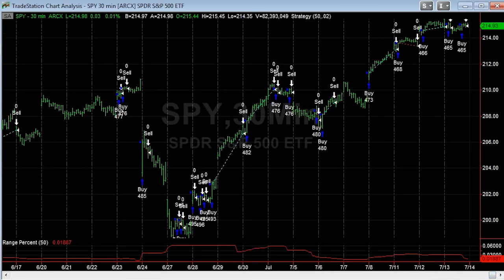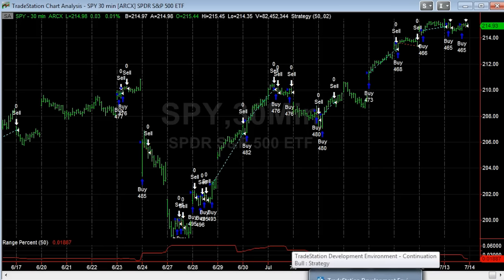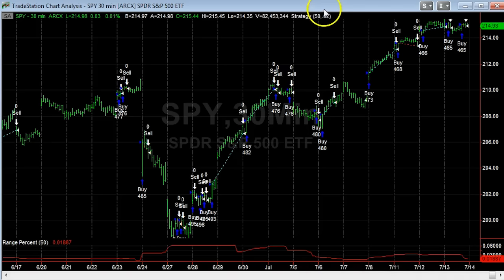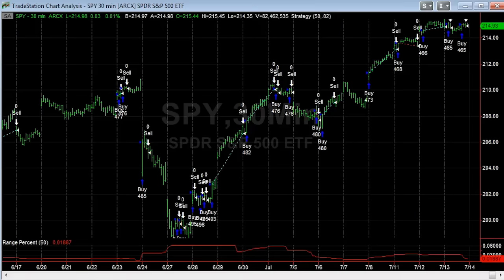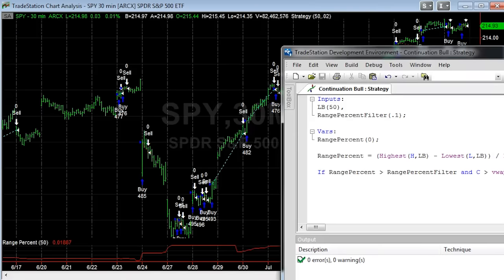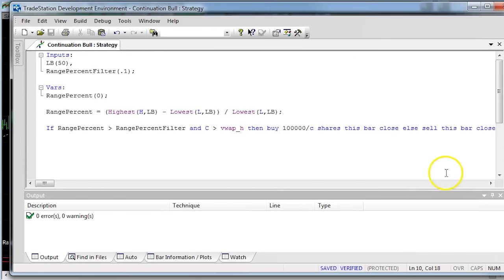So that's a quick idea there about trading in play, trading certain strategies during certain market conditions. It does not have to be a hindsight thing. You can use indicators and filters to help guide certain types of trading that will do better in certain types of environments. Here's the code again if you're interested.